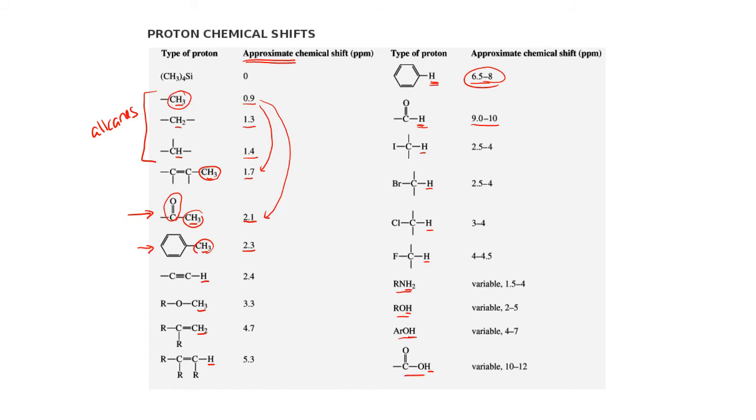For H's that are directly connected to electronegative atoms, such as in amines, alcohols, phenols, or carboxylic acids, those tend to show up at different places on an NMR spectrum. For amines, a peak representing an H directly connected to a nitrogen can appear anywhere between 1.5 and 4. For alcohols, it's usually around 2 to 5. For phenols, 4 to 7. And carboxylic acids actually appear at 10 to 12. This is an important one to remember because this is really the only type of hydrogen that can appear in that particular region.